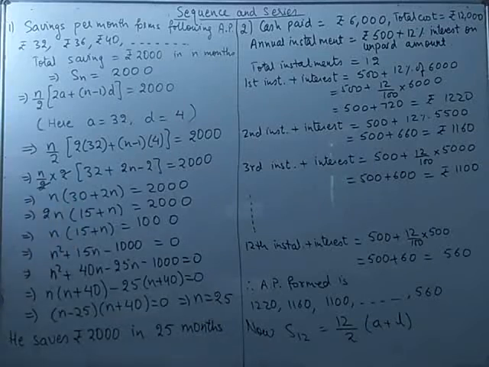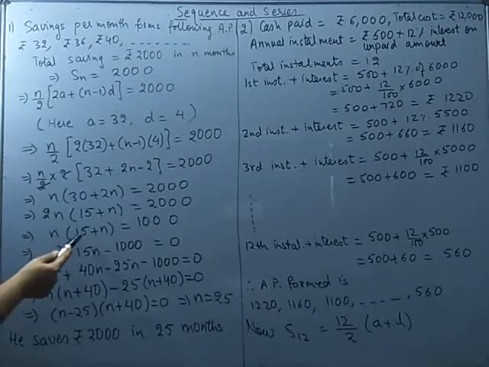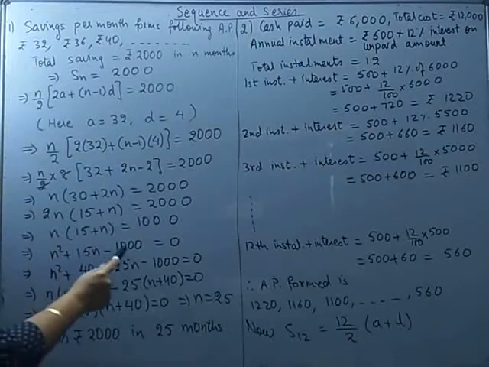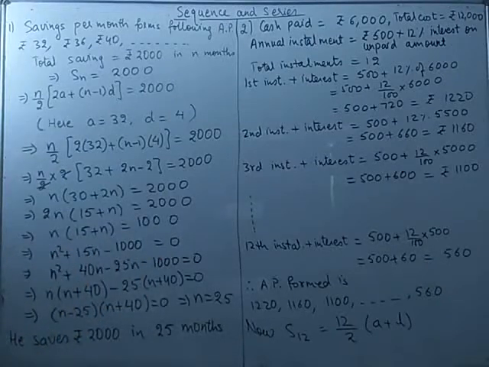Still we can make some simplification here. You can see we can take 2 common from these two terms, and with this 2, the 2000 can be cancelled out, and the leftover equation is n into 15 plus n is equal to 1000. Now you expand it and see, you will get a quadratic equation in terms of n. So it is n square plus 15n minus 1000 is equal to 0.